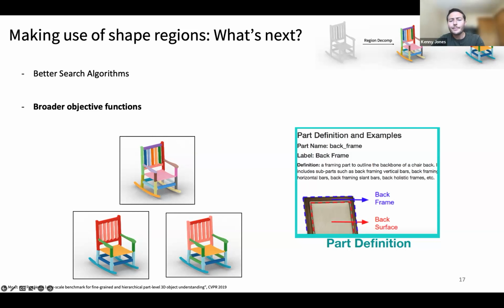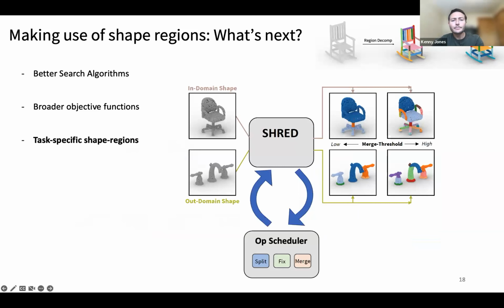And as a motivating example for why we might want to do this, human labelers of data sets like PartNet were given both rules and examples for how parts should relate to one another. For instance, in the definition of a back frame, it should outline a back surface part. And I think there are opportunities within this paradigm to give the same kind of information to shape analysis methods.